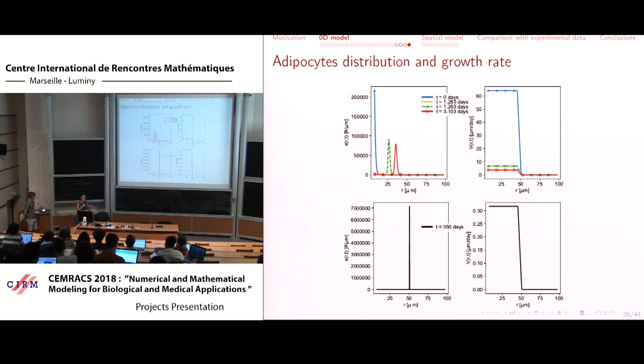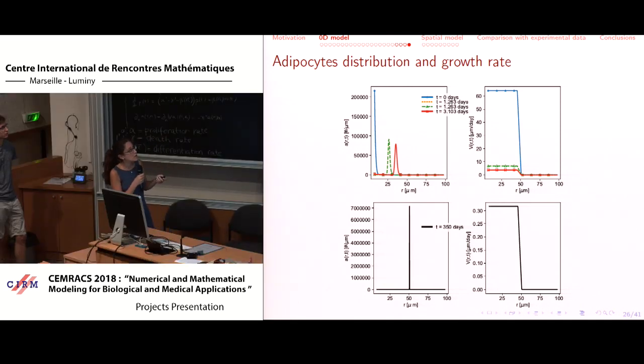This is due to the fact that the growth rate depends on the total surface of the adipocytes. In particular, it is 1 over the total surface of adipocytes. So at the beginning, since the radius of the adipocytes is small, the surface is small, and we have a very large growth rate. Then, since they grow very fast, we have a sharp drop of the velocity, because the surface increases.